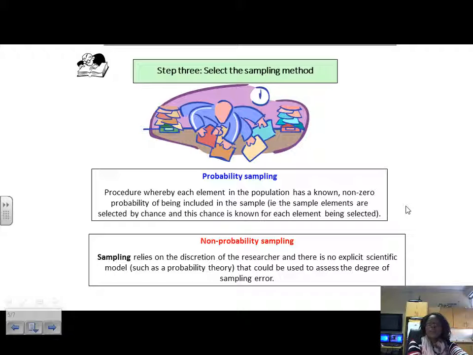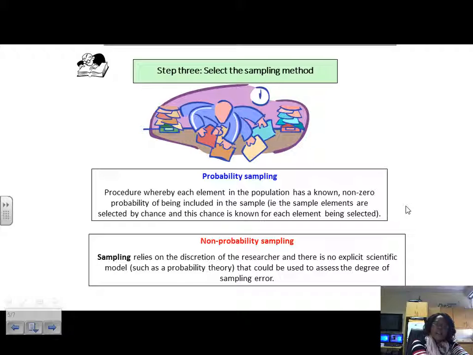On the other hand, you could also make use of non-probability-based sampling methods. Non-probability-based sampling methods are known for their subjectivity. Why? Because they rely on the discretion of the researcher, and there's no explicit scientific model that could be used to assess the degree of sampling error. In other words, there is no statistical determination that we use when we apply non-probability sampling methods. We merely rely on the intuition and the judgment of the researcher per se. The examples of non-probability methods could be snowball sampling, quota sampling, judgmental sampling, and convenience sampling.